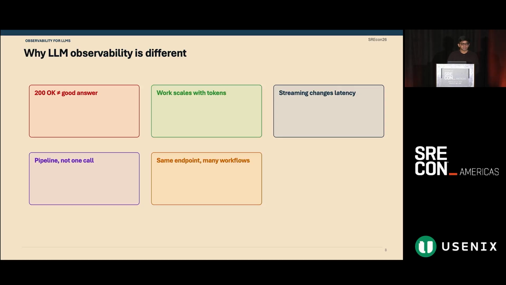This is especially important for us as SREs because in traditional applications, if you are tracing multiple calls through an endpoint, those usually follow a similar path. Whereas in an LLM application, those multiple requests can have very different and varying paths. And that leads to complexity.